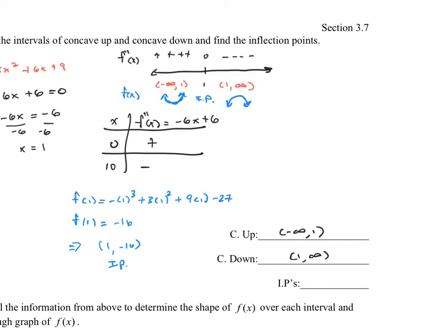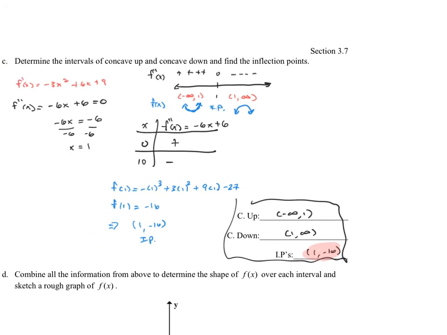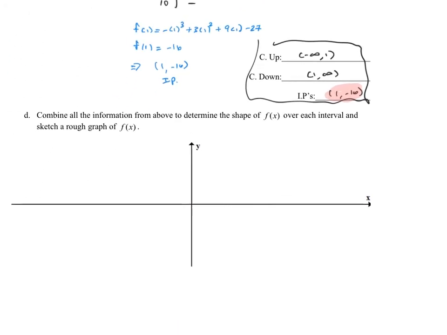And then we had an inflection point at the point 1, -16. That gives me another point to use on my graph. If we look at the point 1, -16, that's an actual real point that I could plot. And then I also have information about the concavity, which we will use in the next section.